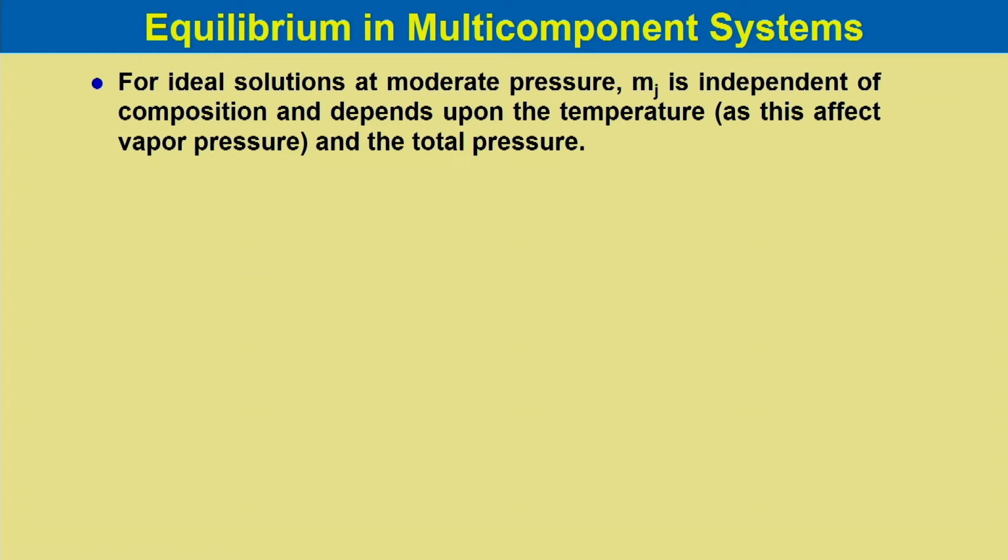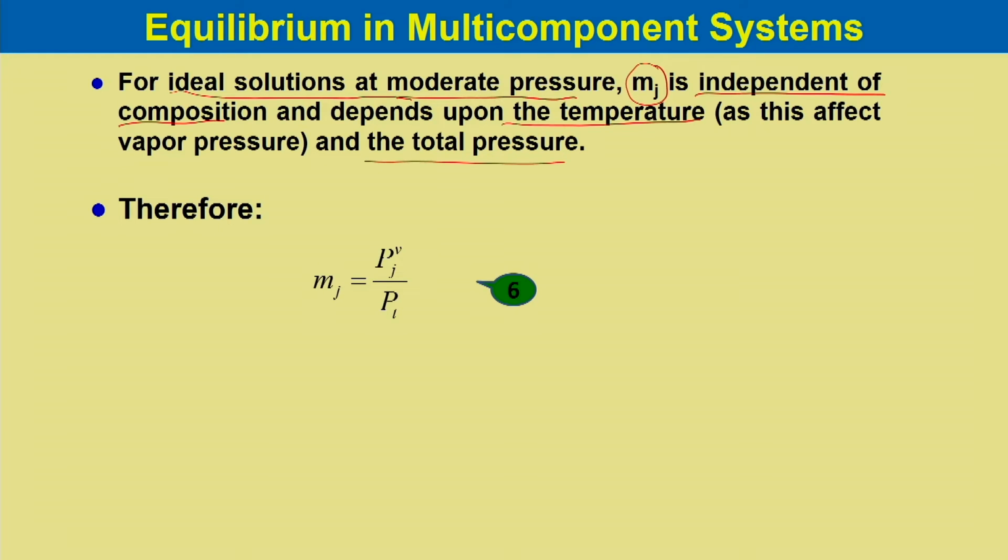For ideal solutions at moderate pressure, m is independent of composition and depends upon the temperature, as this affects vapor pressure and the total pressure. So, if we consider an ideal solution at moderate pressure, we can consider m as independent of the composition, but it will depend upon the temperature and the total pressure. Therefore, we can write mj is equal to Pjv divided by Pt. So, alpha ij is equal to Piv divided by Pjv.